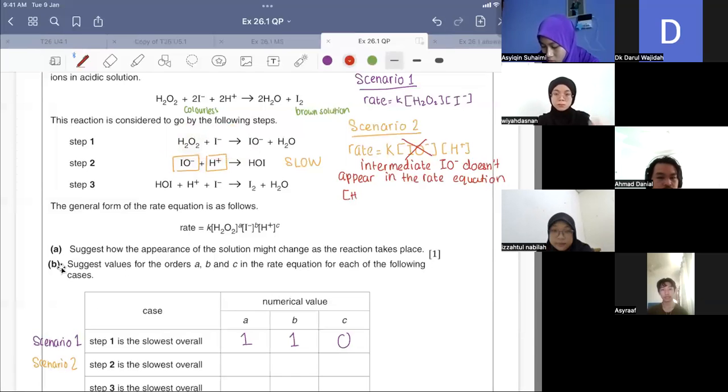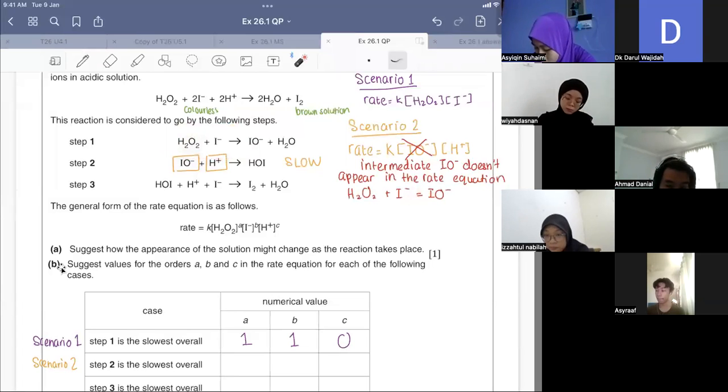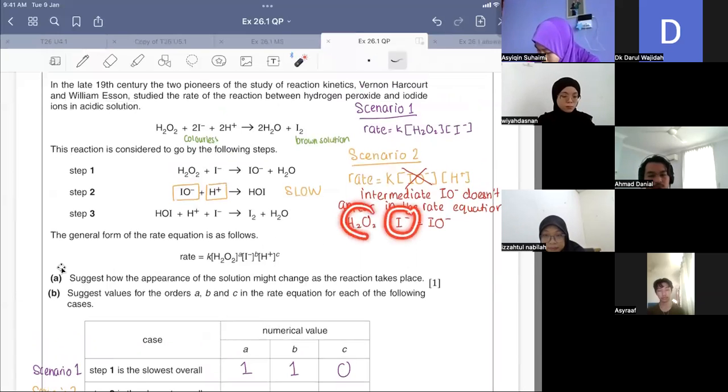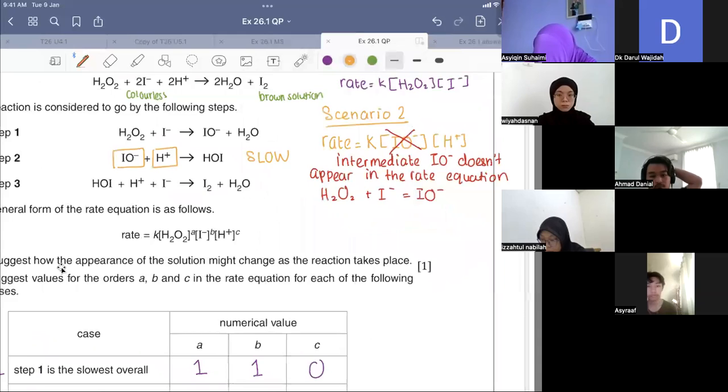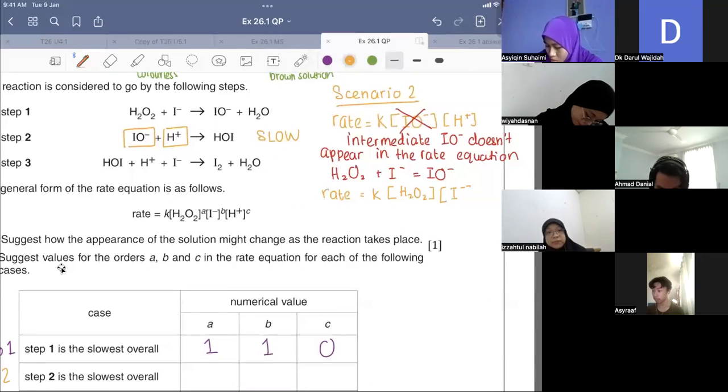So that means H2O2 plus I minus is equal to IO minus. I don't use the arrow, because if I use an arrow, that means it's chemically wrong because it's not balanced. So now I know what makes up my IO minus, and it is made up of my iodide ion and H2O2. And if you look at iodide ions and H2O2, they appear in the chemical equation. So I can rewrite my rate for scenario 2 to be rate is equal to K times H2O2 times I minus, and don't forget my H plus. Is that okay?